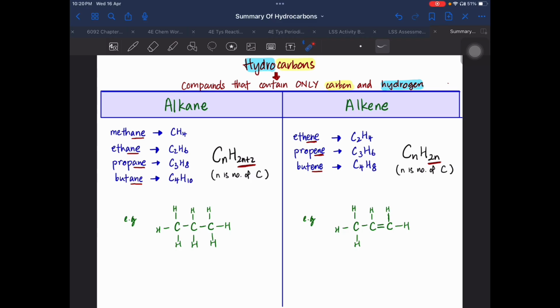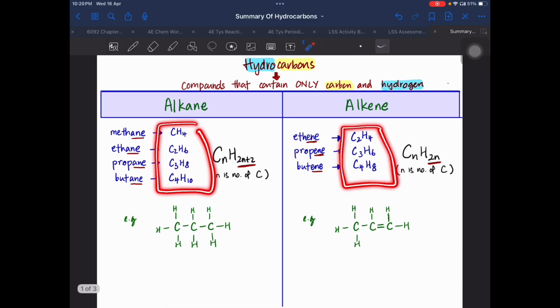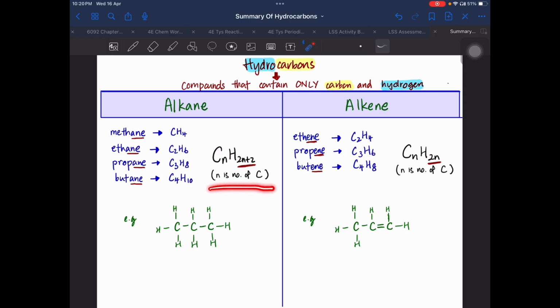The second way is to look at the chemical formula if it's given to you. When you look at the two chemical formulas, you should recall that for alkanes, there's a general formula, CnH2n+2, whereby n refers to the number of carbons. And for alkenes, the general formula is CnH2n. Similarly, n refers to the number of carbons. So let's try to apply this to some of the examples over here.